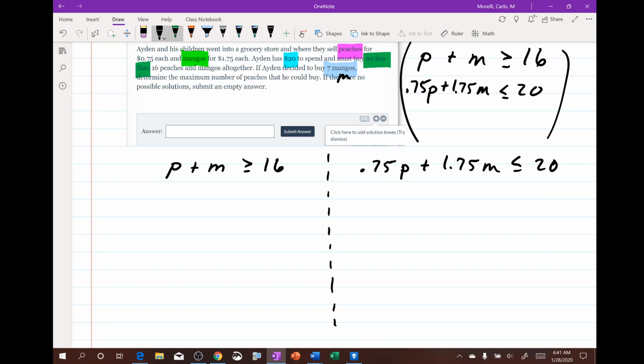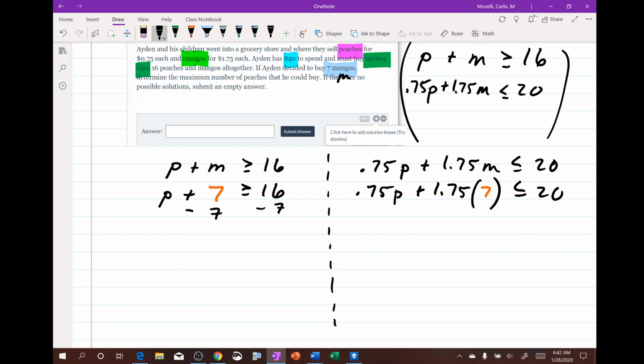So what we have to do now is go in and just put P plus, and then mangoes is going to be 7 now. So they're giving us that value greater than or equal to 16. Likewise, in the other one, we're going to put 0.75P plus 1.75, open parentheses, stick the mango number in there, and then less than or equal to 20. So we just have to solve these 2 out. First, we'll subtract 7 from both sides in this one, and you'll have P greater than or equal to 16 minus 7. What is that, 9? So we solved that one already.